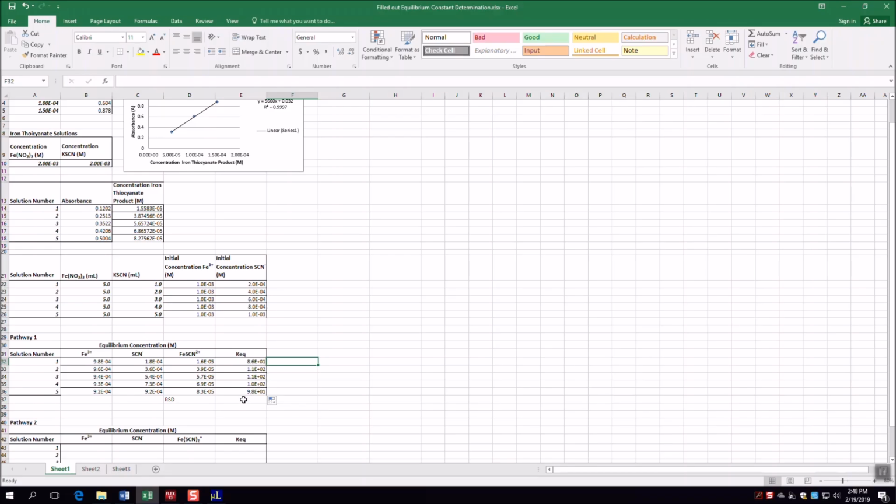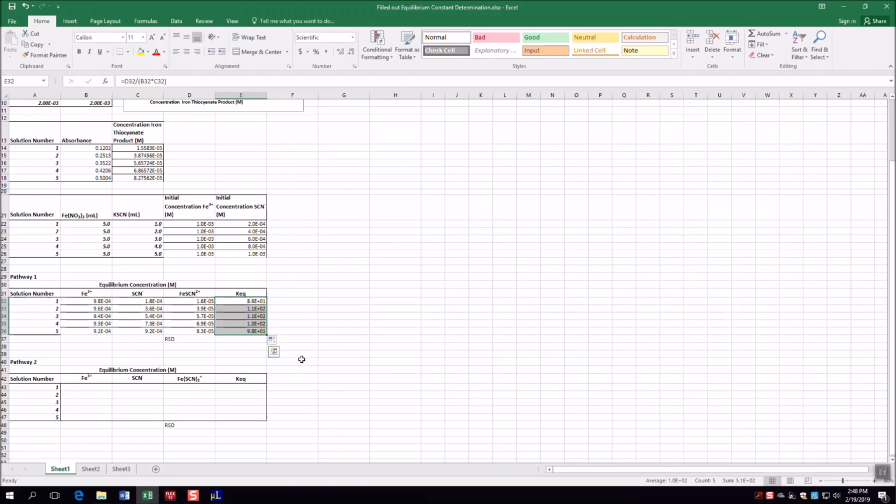The last thing that we'll need to do is calculate the RSD of these values. I'm going to leave that to you. By now you've done that enough. You should know how to do that. So you can calculate the RSD of this KEQ. Remember, the KEQ is a constant number for any given reaction, so we would expect that if pathway 1 is occurring, for this RSD to be low.